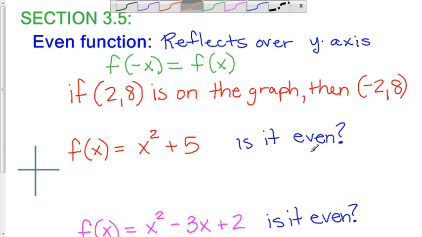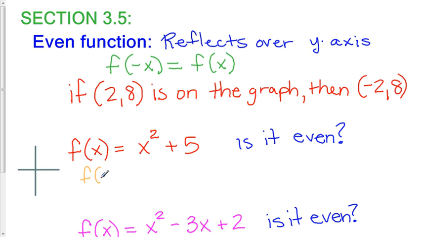Is it even? Well, to figure out if it's even or not, let's figure out what f of negative x is. And when we substitute a negative x into this, it becomes a negative x squared plus 5. And when you square a negative, it becomes positive. So then finally it becomes x squared plus 5. And since this and the original function are the same thing, is it even? We would say yes.